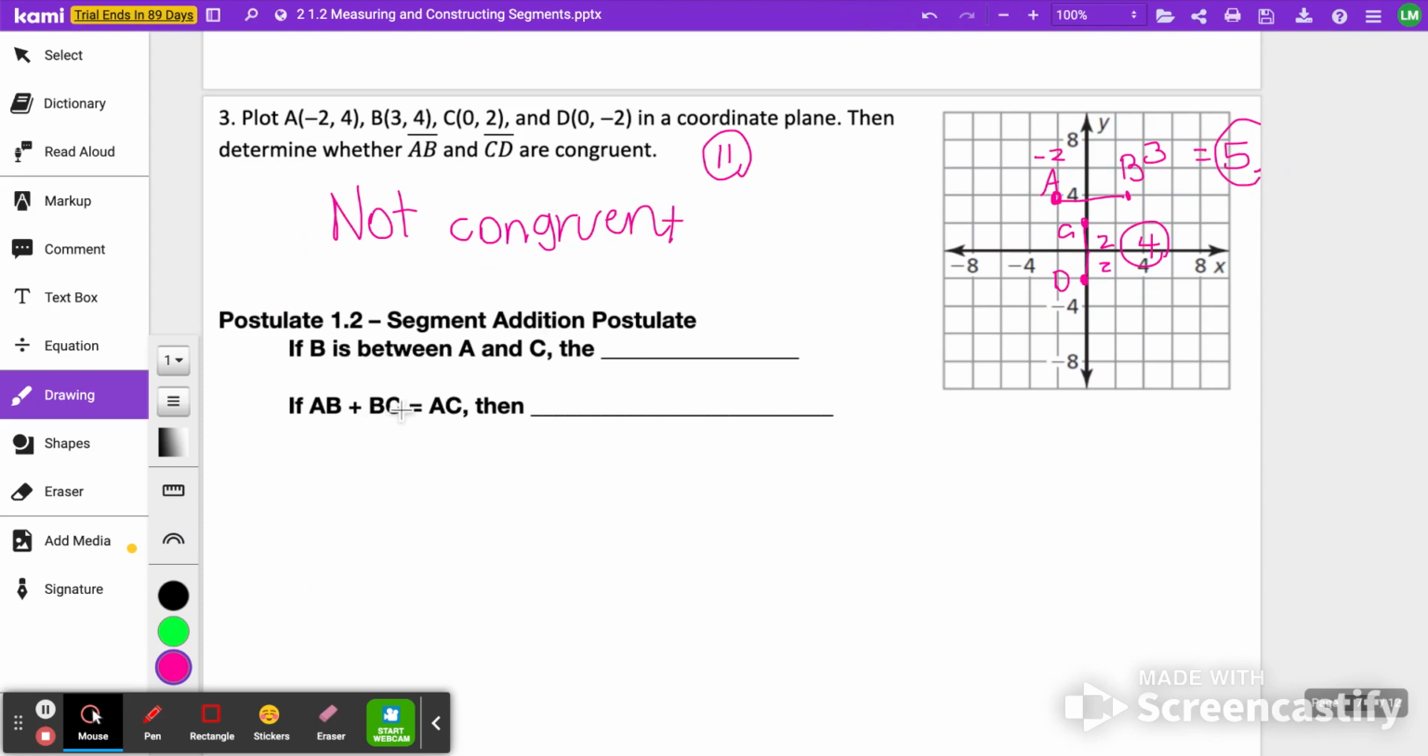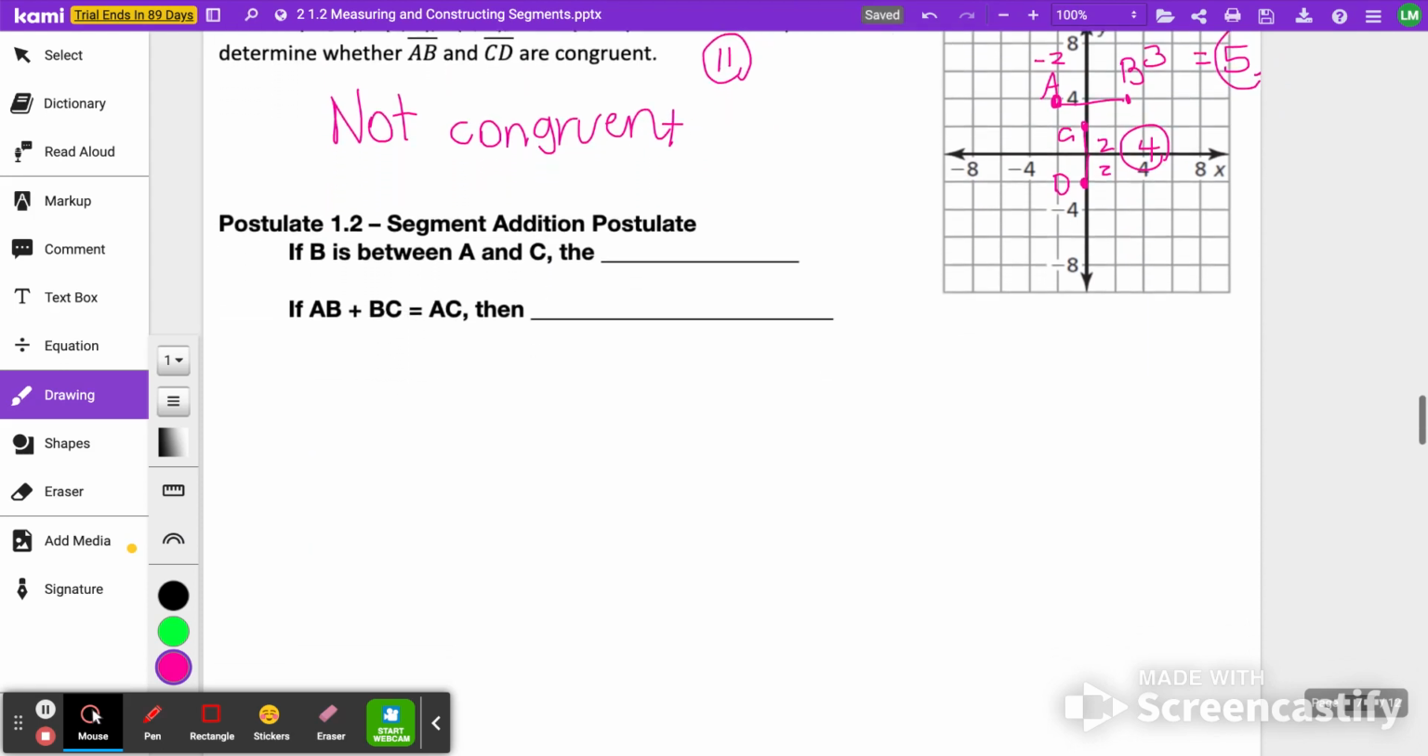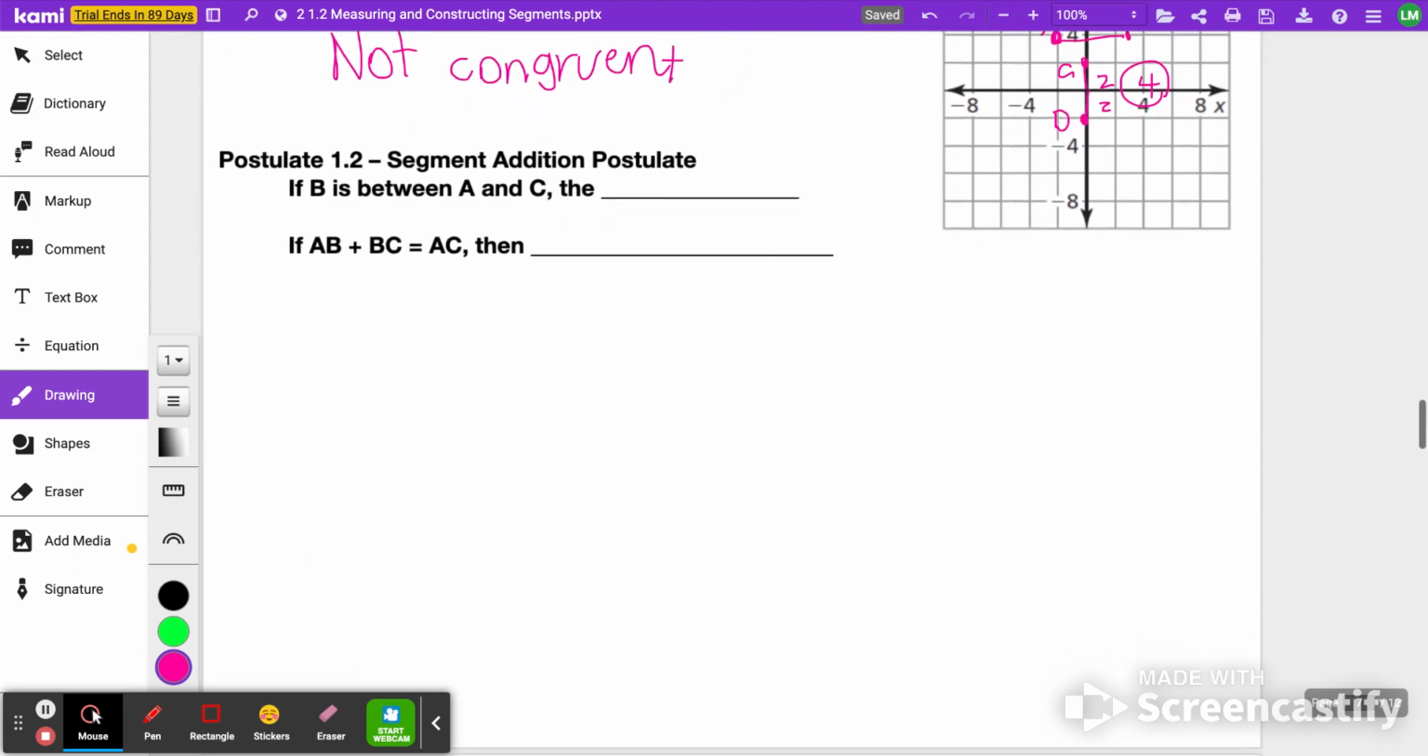Okay. Next thing we're going to talk about is postulate 1.2. So this is kind of another rule that we're going to focus on and then practice it for the questions below. Postulate 1.2 is the segment addition postulate. That just means if B is between A and C.